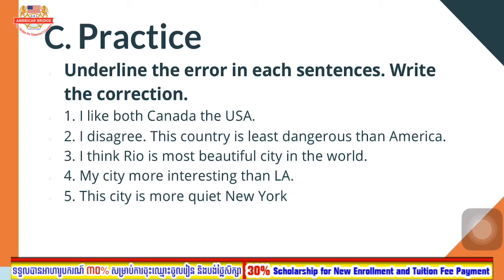Number 5, this city is more quick. No, more quiet. Okay, more quiet than New York. It should be more quiet than, right? But look at the word quiet, students. You know the word quiet, it should be quiet. Okay, quiet then. This is a comparative adjective. So the problem is quiet. You can underline quiet. Then you can write the city is more quiet than New York. Okay. All right, very good, students.